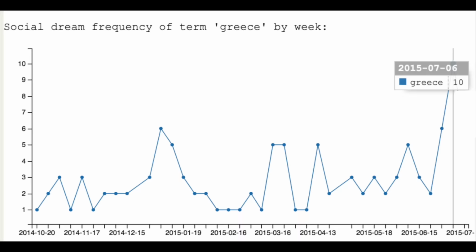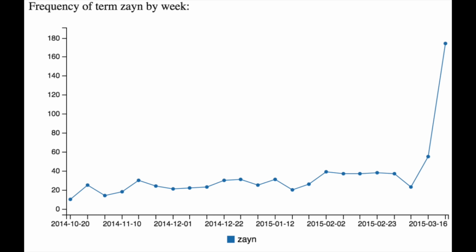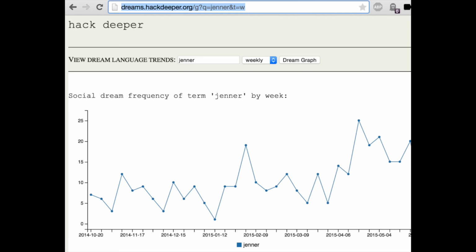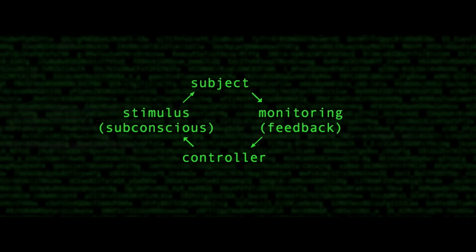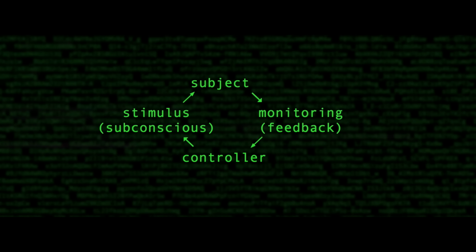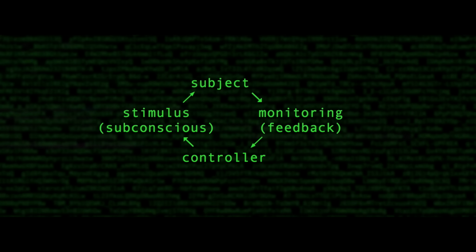Over the last year, I've demonstrated time and time again on my blog that when a term or idea is in the news, people dream about it. What's in the news reaches your subconscious. It reaches the collective unconscious. It resonates there. So, we are the subjects. We've shown that we are being delivered stimuli that affect us at a subconscious level.